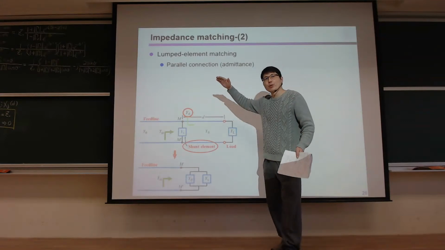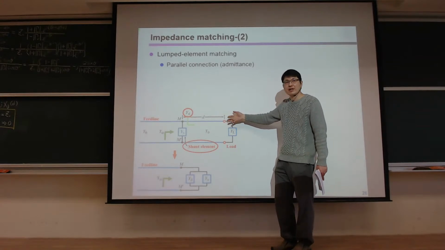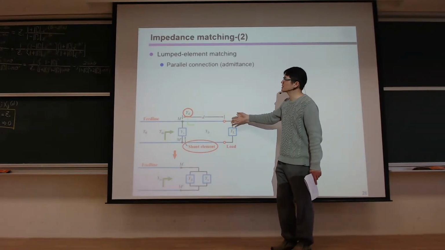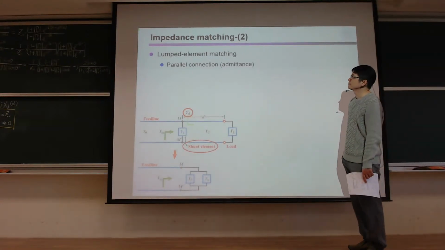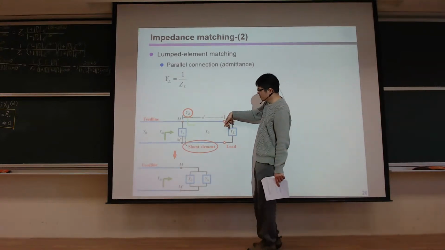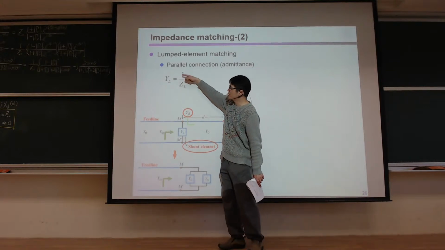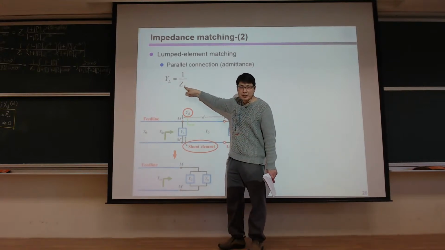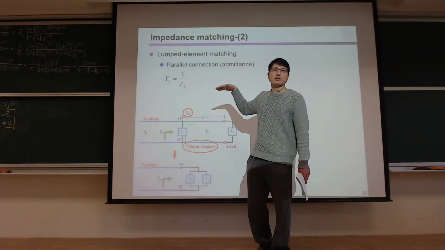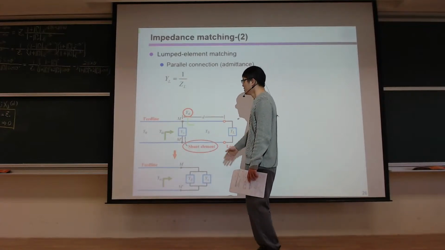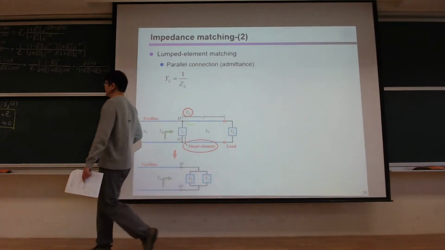Since we're working everything in parallel, we want to convert everything into the admittance. Admittance. Okay. So now I'm showing you the load admittance is the inverse of the load impedance. Admittance is just 1 divided by Z_L. So everything is now working in parallel. So let's go to the blackboard.